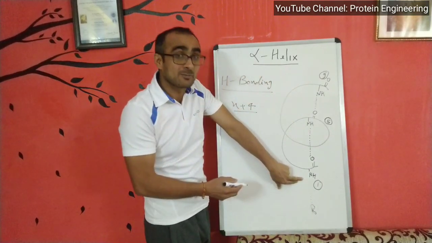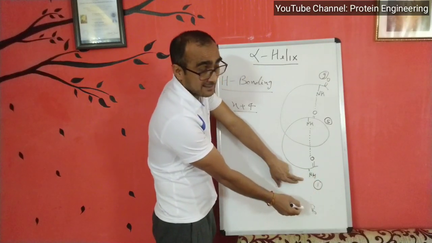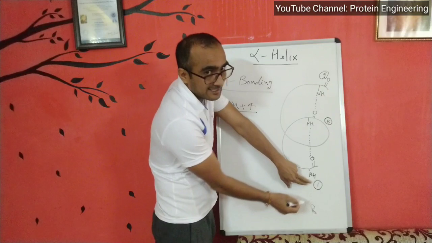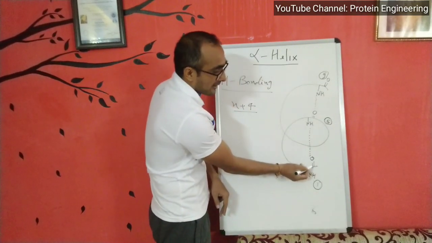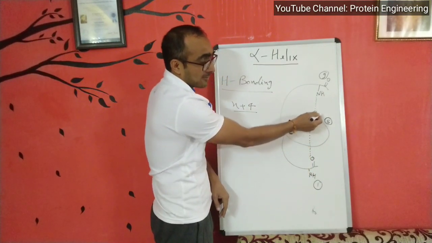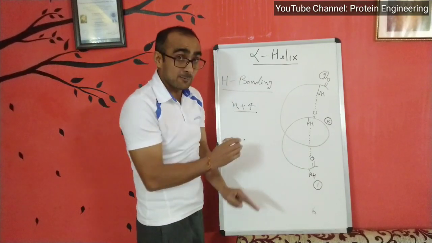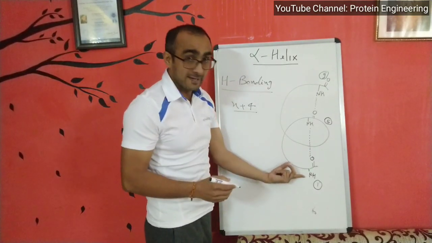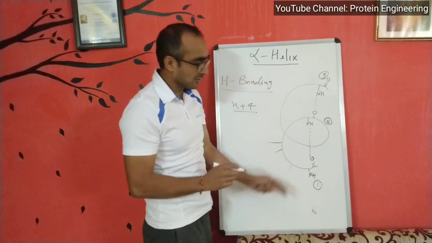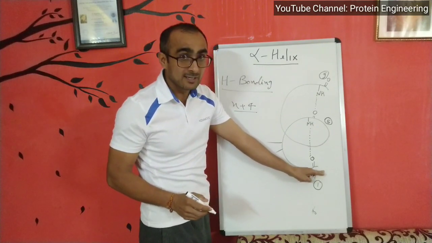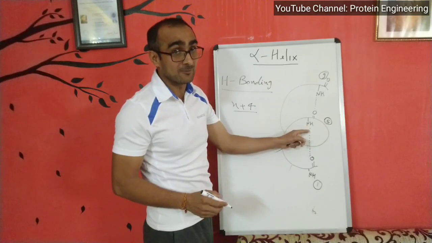But because this is the first amino acid here, there is no chain beyond this first amino acid, so the NH group will be free here. The NH group of the first amino acid will be free because there is no partner available. Only the carbonyl group will form an interaction with the NH of the fifth amino acid, and so on. And because the pattern is N plus 4, the first 4 amino acids will have 4 NH groups free because there is no sequence present beyond the first amino acid.